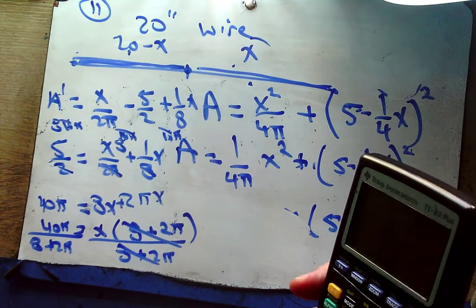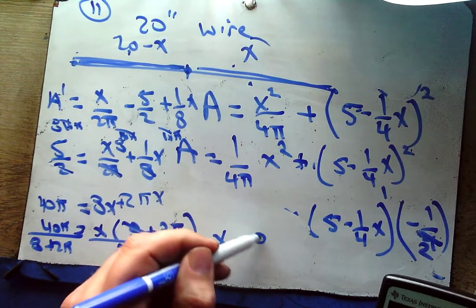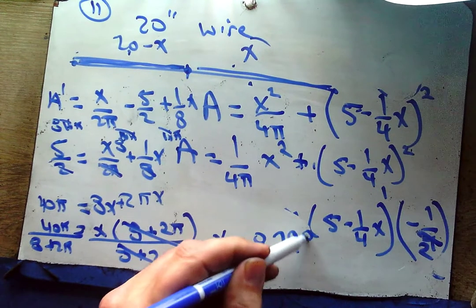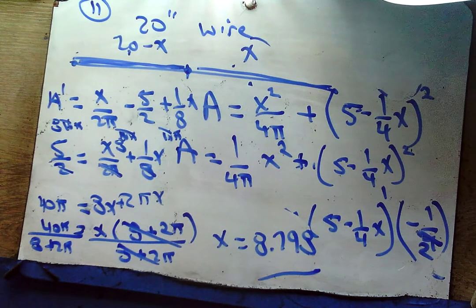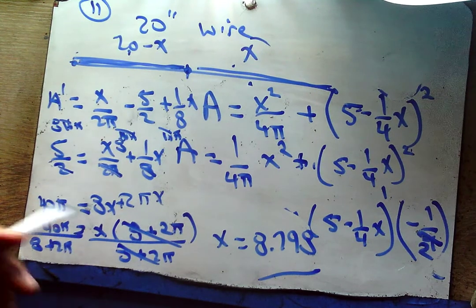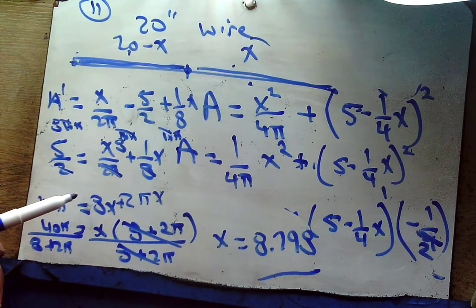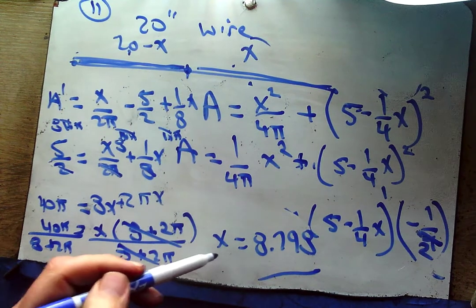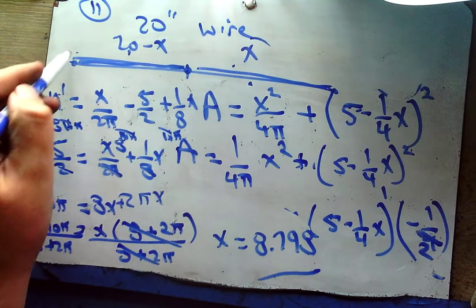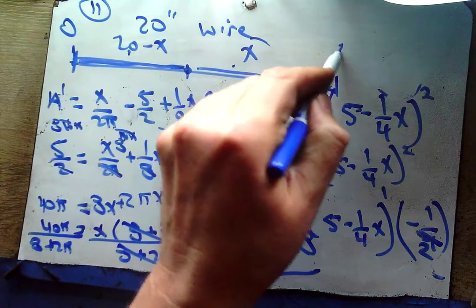And I end up with x equals 8.798. Phew, which is exactly what I got the last time I did the problem. It's always nice when it all works out, because there's so much not calculus here. So we have this x value, and we also have 0 and 12.